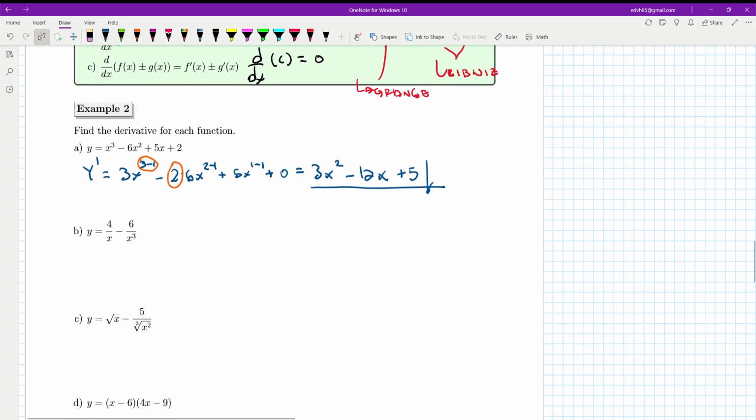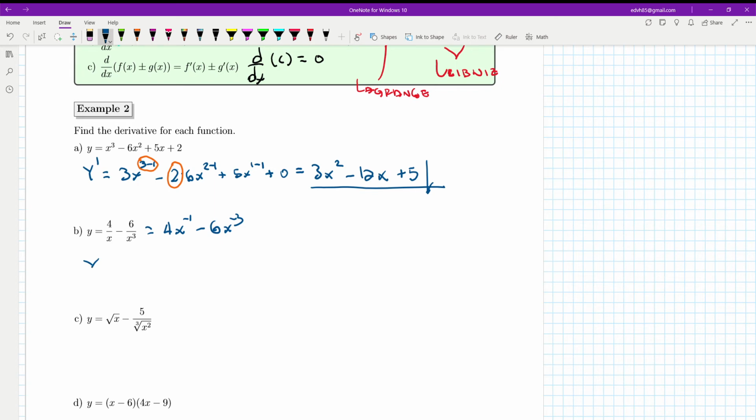All right, in some cases like letter B and on, we may need to do some algebraic rewrites before we can take a derivative, because in this case, this x and x cubed right here are in the denominator, and we cannot differentiate those two functions while they are in the denominator. So let's rewrite this as 4x to the negative 1 minus 6x to the negative 3.